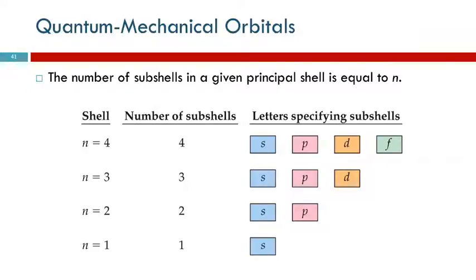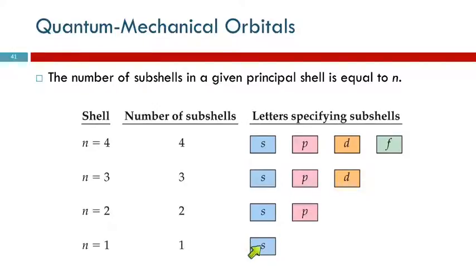So this is a graph, or a chart of sorts. Here are the shells, that principal energy level, n equals 1, 2, 3, and 4. As it turns out, the number of subshells is equal to that number. So n equals 1 has 1 subshell, n equals 2 has 2, n equals 3 has 3, n equals 4 has 4. And the letters go S, P, D, F.